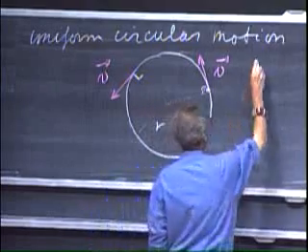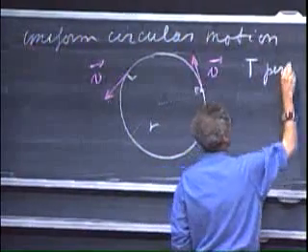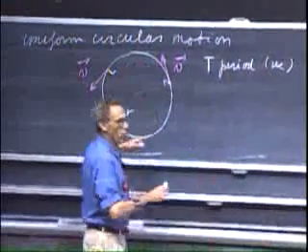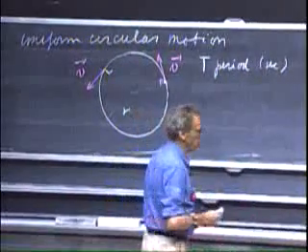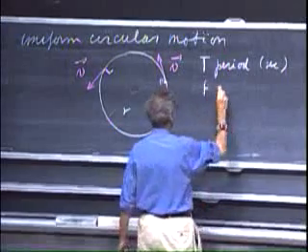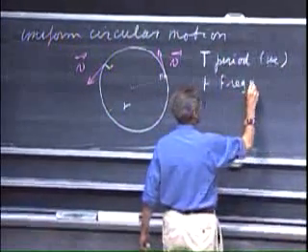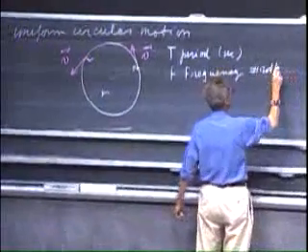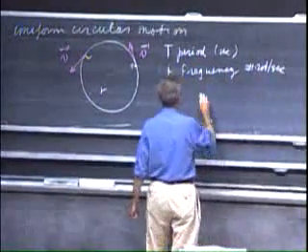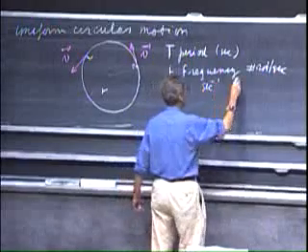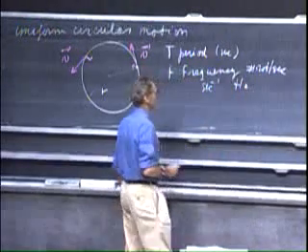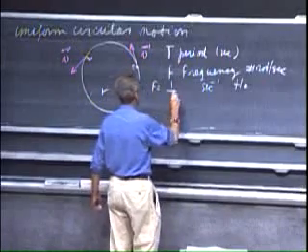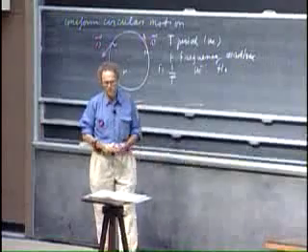We introduce T, what we call the period, of course it's in seconds, which is the time to go around once. We introduce the frequency f, which is the number of rotations per second. And so the units are either second minus 1, or, as most physicists would call it, hertz. And so frequency is 1 divided by T.